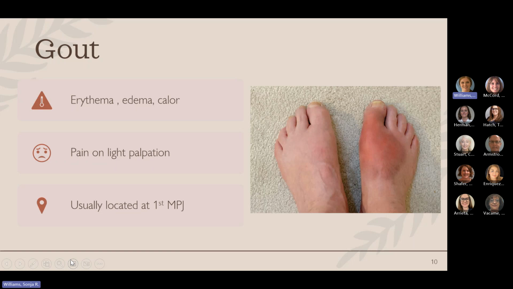The next one, and I would probably call this the second most misdiagnosed condition that is confused with infection, is gout. And that's because they also show signs of erythema, edema, and heat to the area. It's usually sudden onset. Pain is usually with very light palpation. Many patients say that they can't even go to bed and put a sheet on their foot just because the pain is so severe. And it's usually localized to the first metatarsal phalangeal joint, although not always.